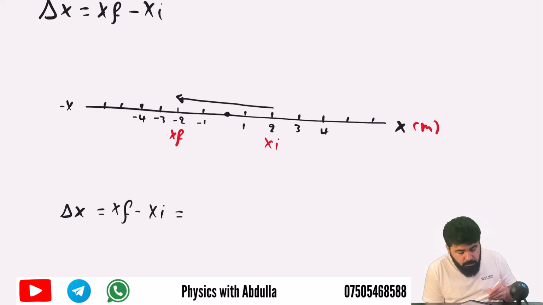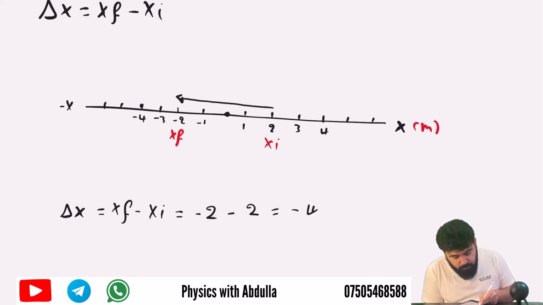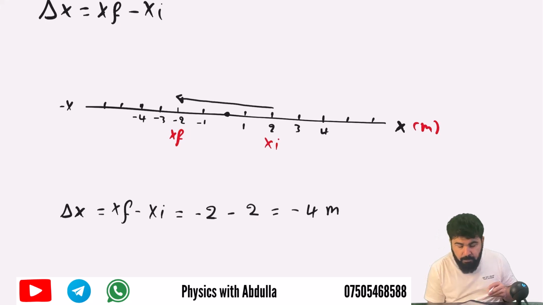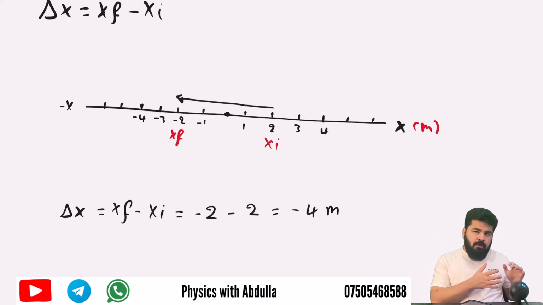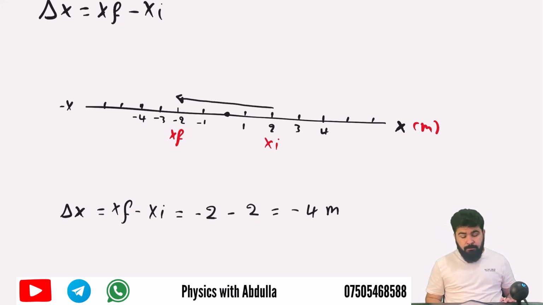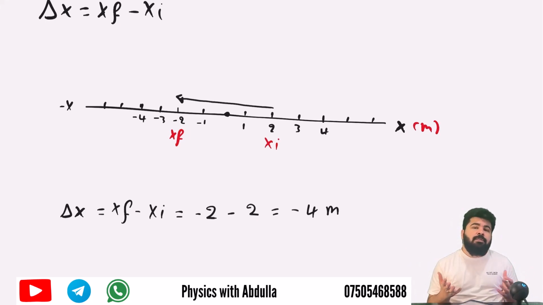X final is equal to -2. Don't forget that. Then we have another negative, and then 2. Okay, positive 2. So the displacement is equal to -4 meters. That negative indicates that the object is going to that side. Okay, it doesn't mean that something is decreasing or increasing. It just simply means direction. That is how displacement can be negative, because it's a vector quantity, but distance cannot be.